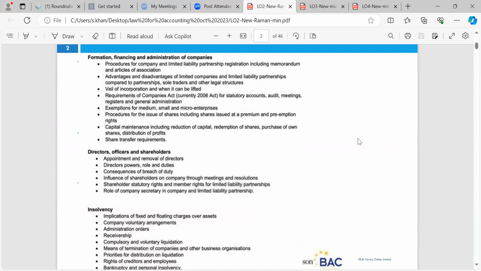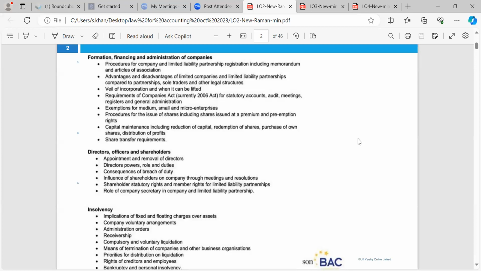We looked at procedures for company and limited partnership registration, including a memorandum of association and articles of association. We looked at advantages and disadvantages of limited companies and limited partnerships compared to partnerships, sole traders and other legal structures. Is it better to be in a limited company or limited liability partnership, compared to partnership or sole trader? Administratively, it's probably one is administration. From a risk perspective, it is better to be in a limited company or a limited partnership rather than a sole trader.